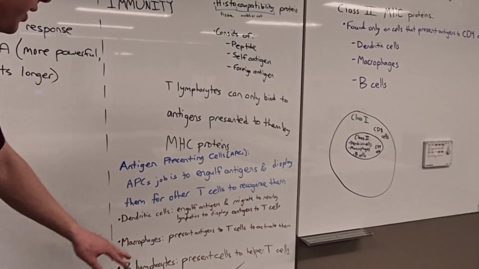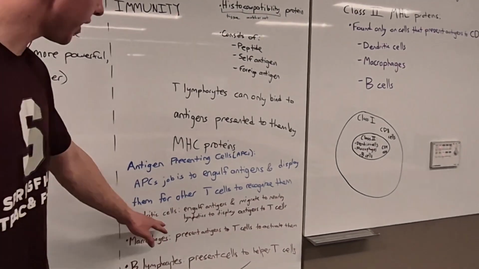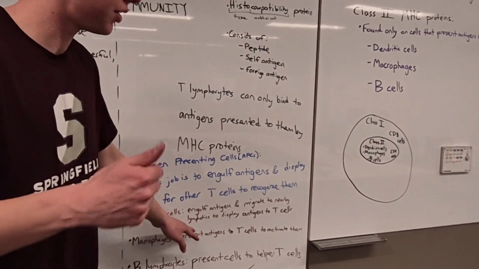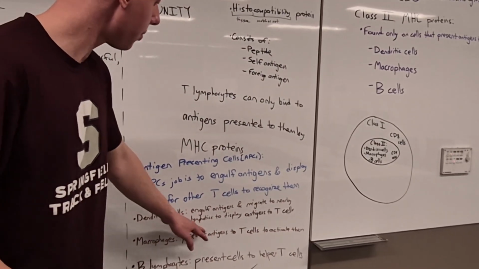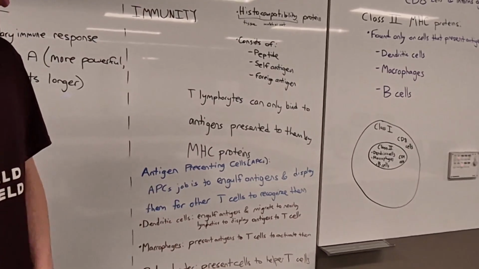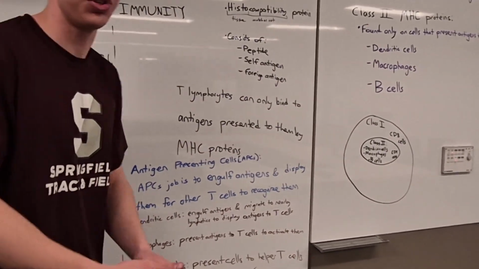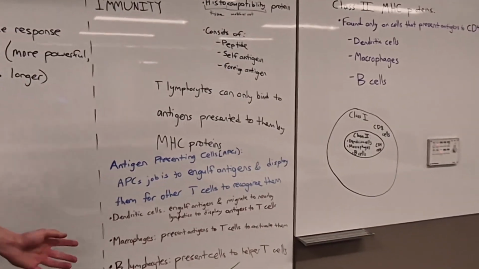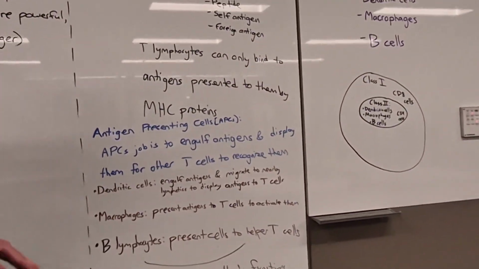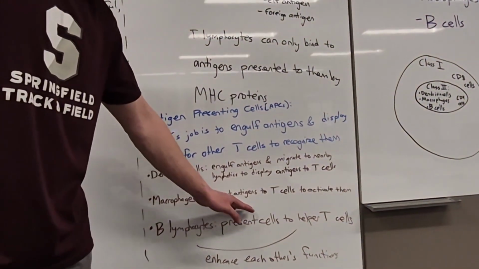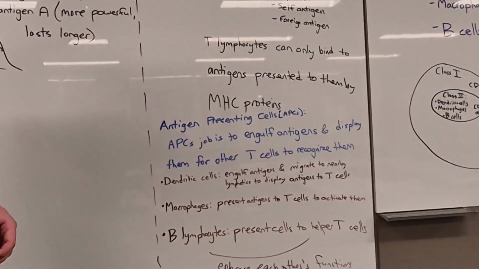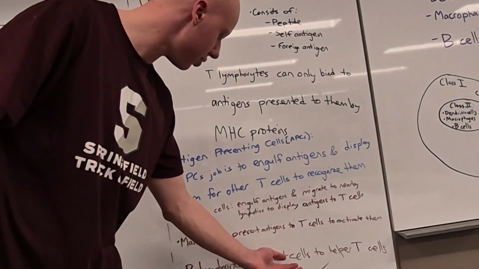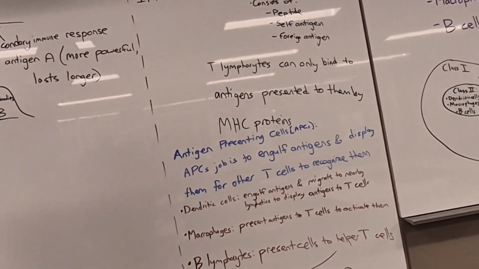APCs consist of dendritic cells, and dendritic cells engulf antigens and migrate to nearby lymphatics, so the nearby spleen, the nearby lymph nodes, to display antigens to T cells, which you can find in those lymphatics. You've got macrophages, and the macrophages present the antigens to T cells to activate them. And you have B lymphocytes, which present these antigens to the helper T cells.